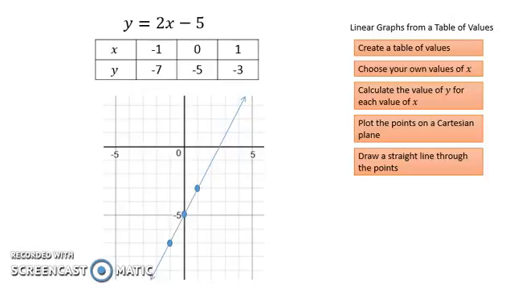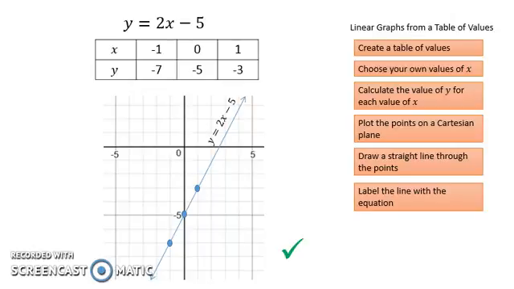And notice we have arrows on both ends of the line. That means that the line goes on endlessly in both directions. Then finally we label our line with an equation. So we label it, that's our original equation, and we are finished.